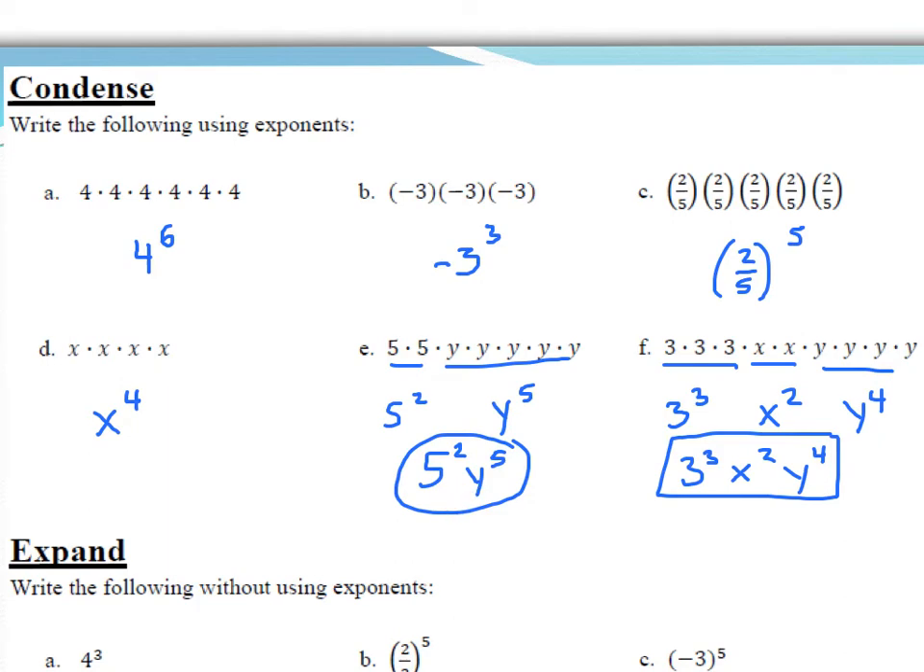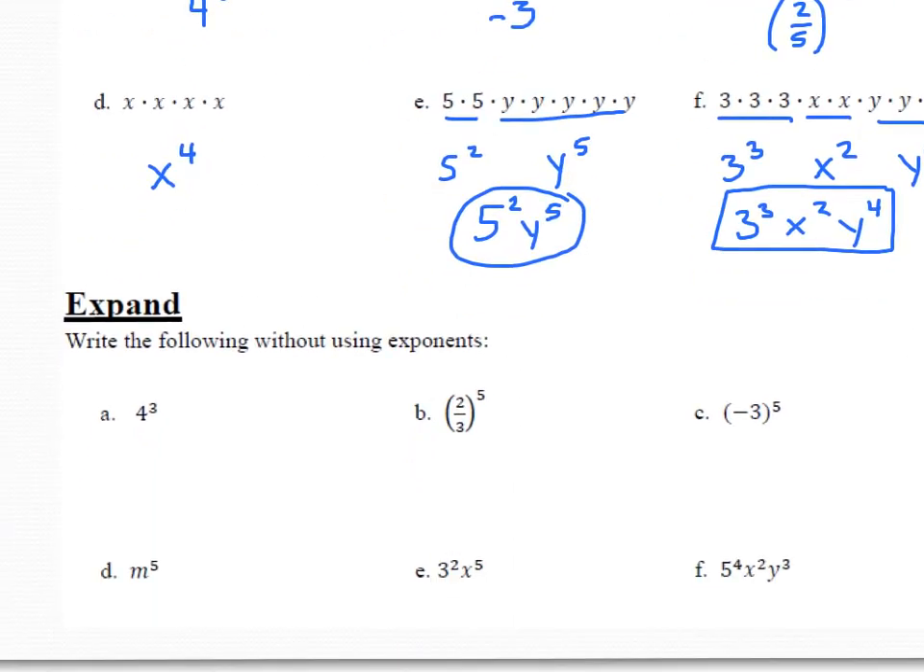Part F. Same idea. I have a number 3, and different variables x and y, so I've got 3 things going on here. 3 times 3 times 3, a base of 3 times itself 3 times, is 3 to the 3rd power. x times x, base x times itself 2 times, is x to the 2nd power, and y to the 4th power. Combining all those, since it is a big multiplication problem: 3 to the 3rd times x squared times y to the 4th. All this is being multiplied, but what I'm doing is just condensing it down into something smaller.